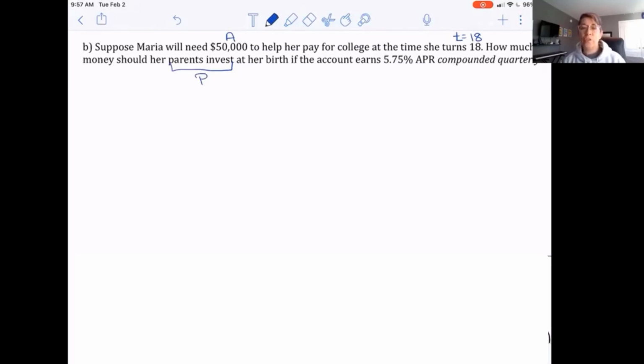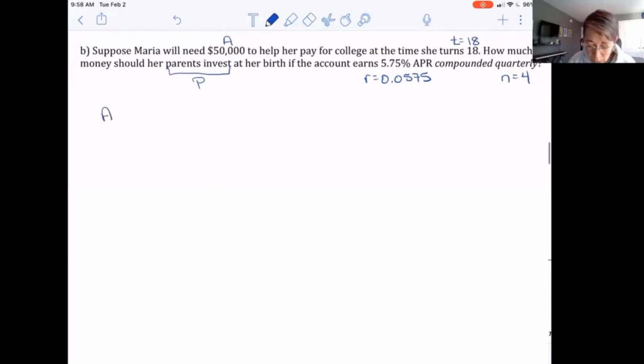If the account earns 5.75% interest, so 0.0575, compounded quarterly. Quarter, remember there's 4 quarters in a dollar. Quarterly means by 4, so 4 times a year. Tip from your Aunt Lainey, whenever you're working with a new formula, rewrite the generic formula every time you use it, and that helps you to remember it.